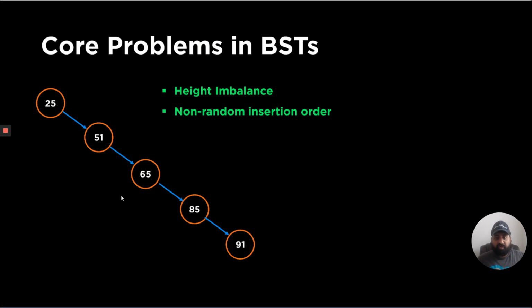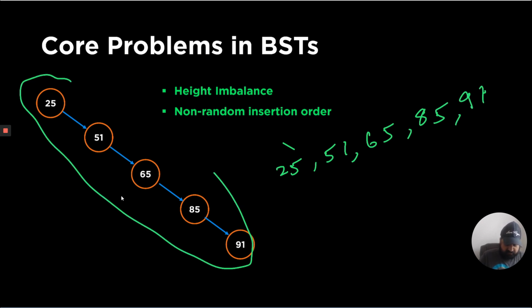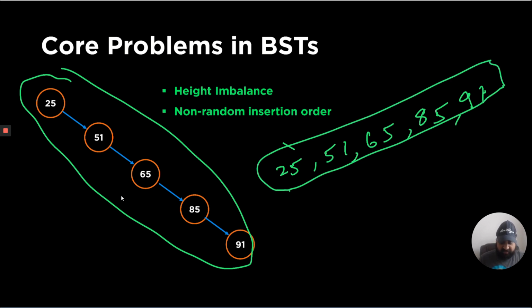So the core problem that we discussed last week in BSTs was this problem of height imbalance. If I have some numbers in sorted order, like in this case I have 25, 51, 65, 85, and 91, our tree would look something like this. Now here, the insertions are not in a random order because this is a sorted insertion. So you can say that it is not random.